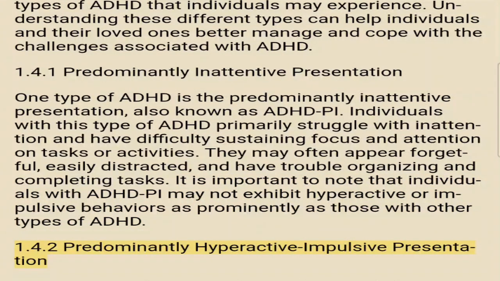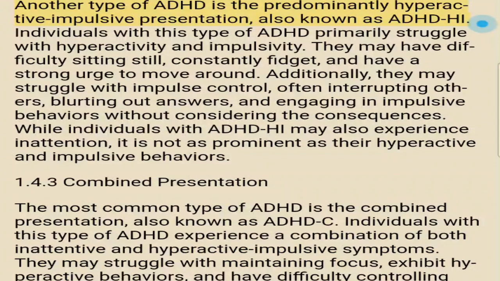1.4.2 Predominantly hyperactive impulsive presentation. Another type of ADHD is a predominantly hyperactive impulsive presentation, also known as ADHD-HI. Individuals with this type of ADHD primarily struggle with hyperactivity and impulsivity. They may have difficulty sitting still, constantly fidget, and have a strong urge to move around.